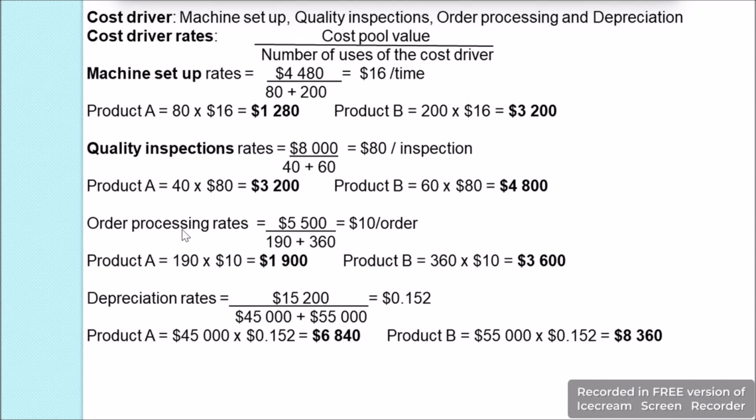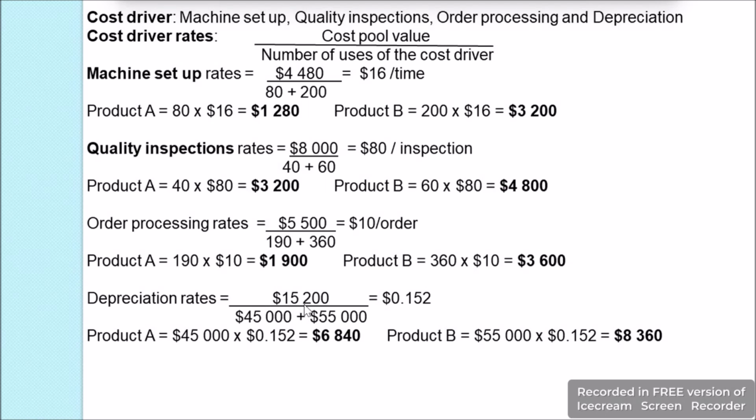For order processing, the amount was 5,500. We order for product A 190 times, for product B 360 times, so this will be 550. So 5,500 divided by 550 will be $10 per order. So for product A 190 times we have ordered, times 10, which will be 1,900. For product B it will be 360 times 10, which will be 3,600.